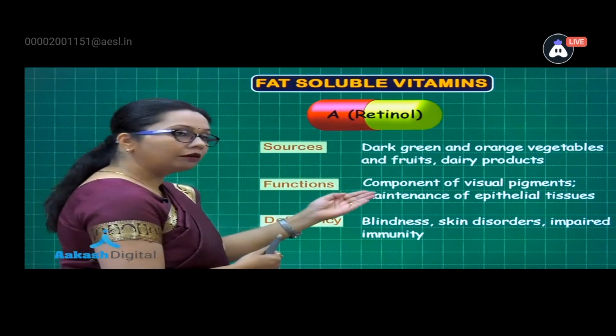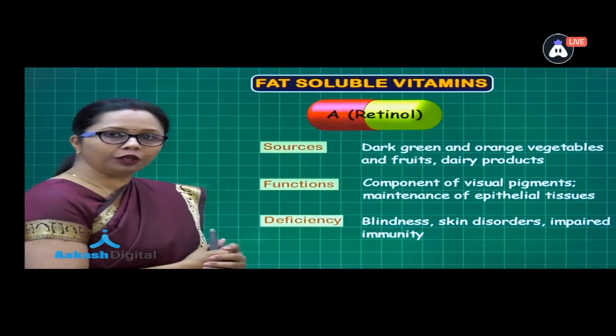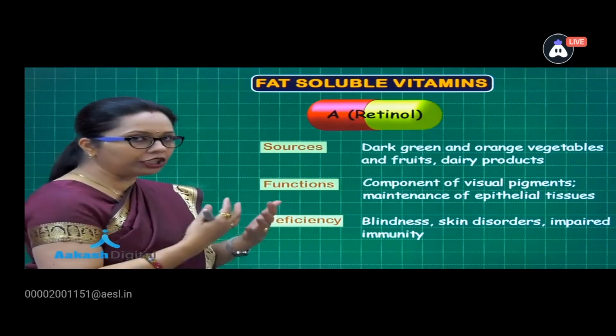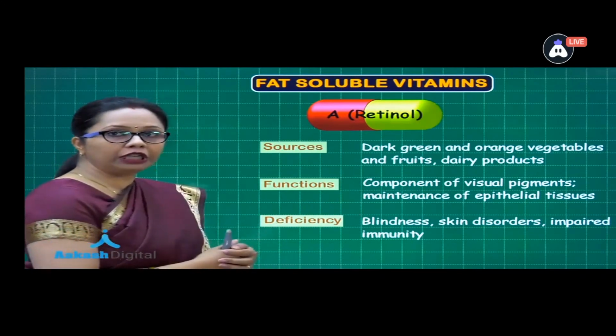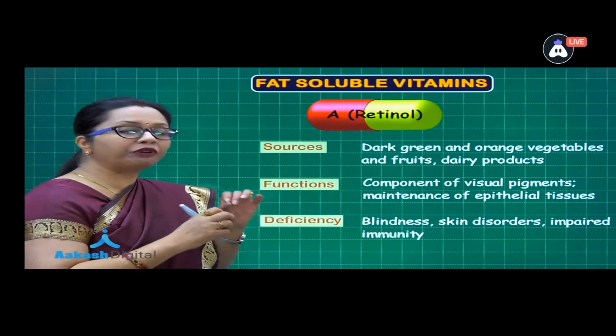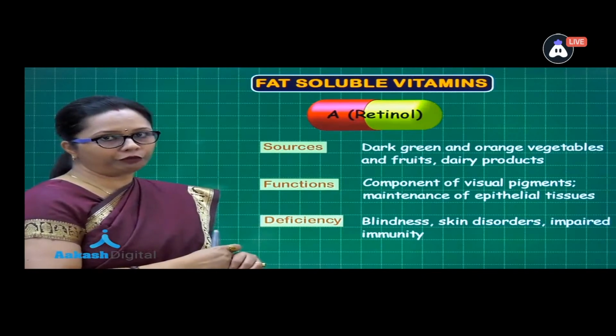It is a component of our visual pigments, rhodopsin, which is in the rods of the eyes, and it also maintains the epithelial tissue because it prevents excessive keratin formation.